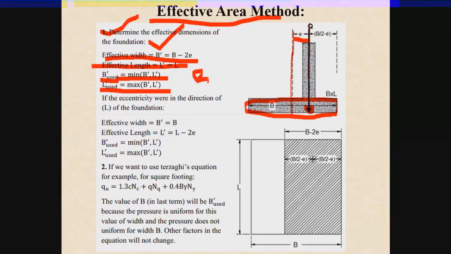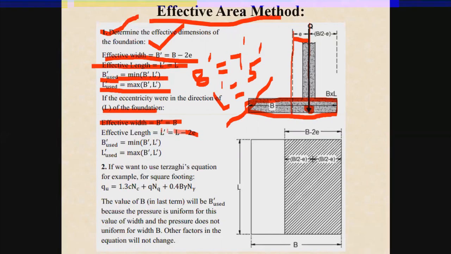Now, let's suppose B prime is equal to 7 feet and L prime is equal to 5 feet. In that case, we will swap B prime with L prime and L prime with B prime, because B prime by definition is the minimum value between B prime and L prime. In this case, the minimum value is 5 feet, so our B prime used will be 5 feet and our L prime used will be 7 feet. Now, if the eccentricity is in the length direction, then you will use the original width as the effective width of the footing, and the effective length will be L minus 2e, and the values of B prime and L prime used will be the same.